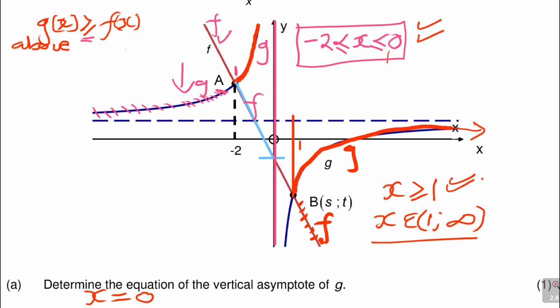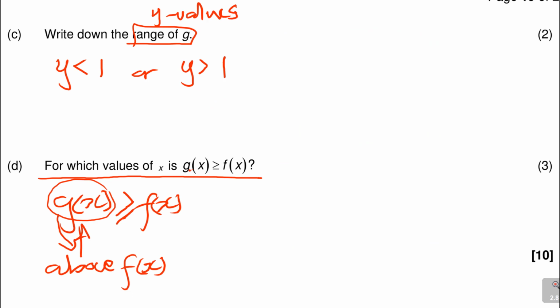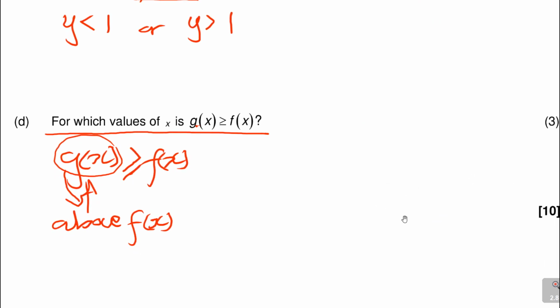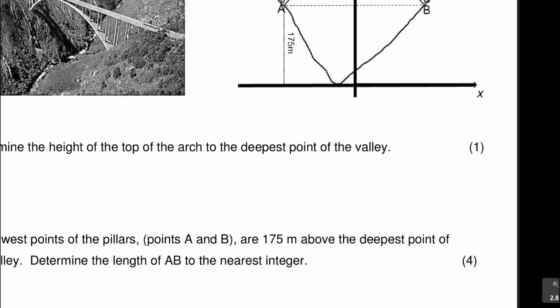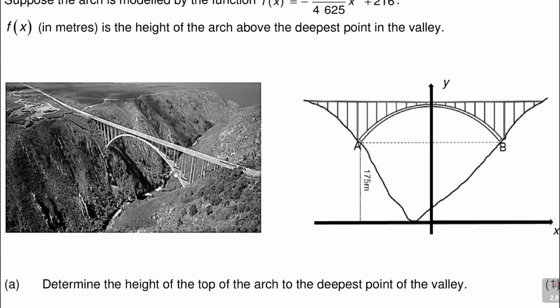And then how many marks did they give? That's why I say sometimes they're a bit stingy. See, they gave 3 marks for that. But anyway, that's how you analyze. And then lastly, question number 10. This is where you're finishing.